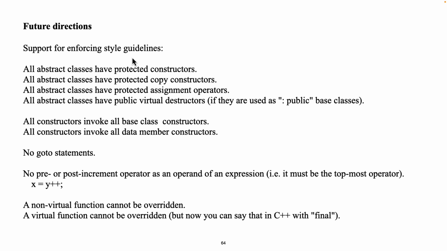We could enforce style guidelines. All abstract classes might conform to this pattern. All constructors might conform to this pattern. You could say, although it's legal to have goto in C++, I don't want to allow goto statements. You could say, although it's legal to have an increment operator embedded in a larger expression, I don't want to allow that. You could prevent non-virtual functions from being overridden. There's no way to do that in C++. It used to be that there was no way to prevent a virtual function from being overridden, but now you can say that in C++.